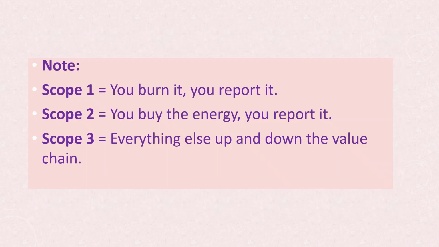So what we have understood: Scope 1, you burn it, you report it, direct emission. Scope 2, you buy the energy and report it. You are reporting it, but you are buying the energy. Scope 3, everything else up and down the value chain is called Scope 3.